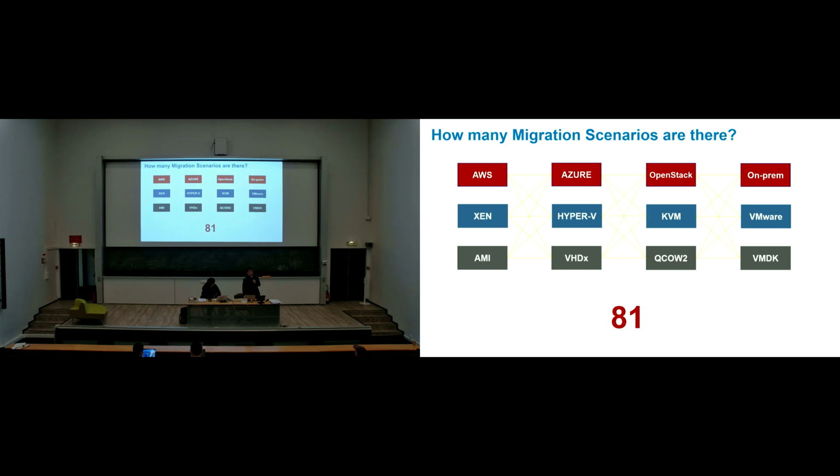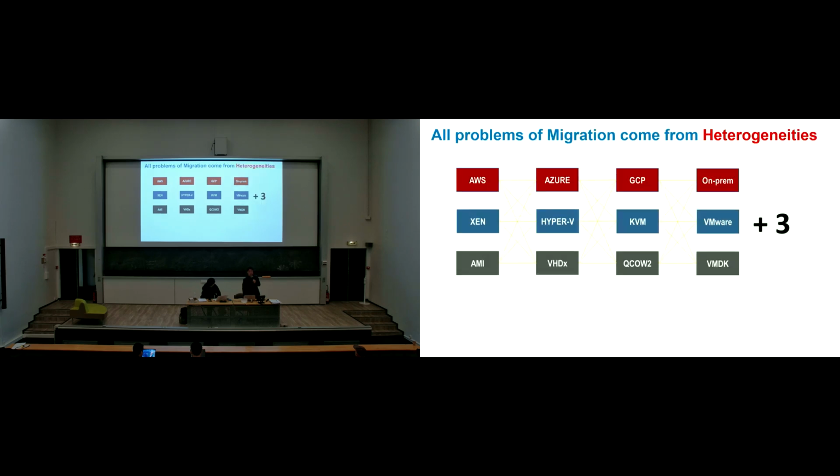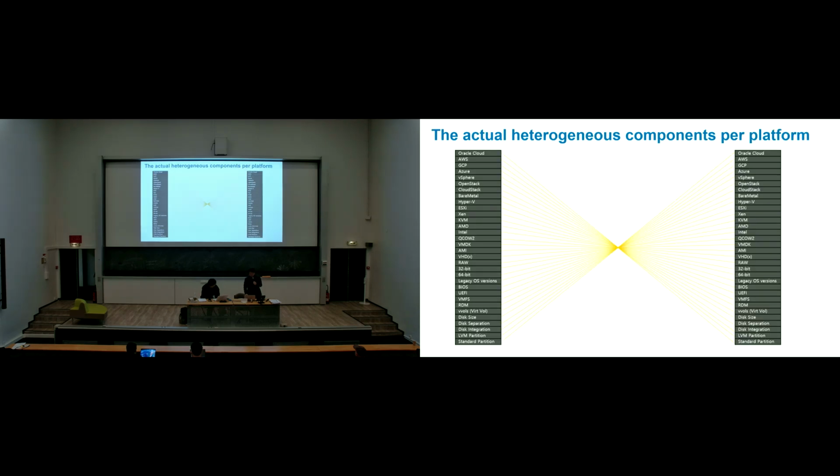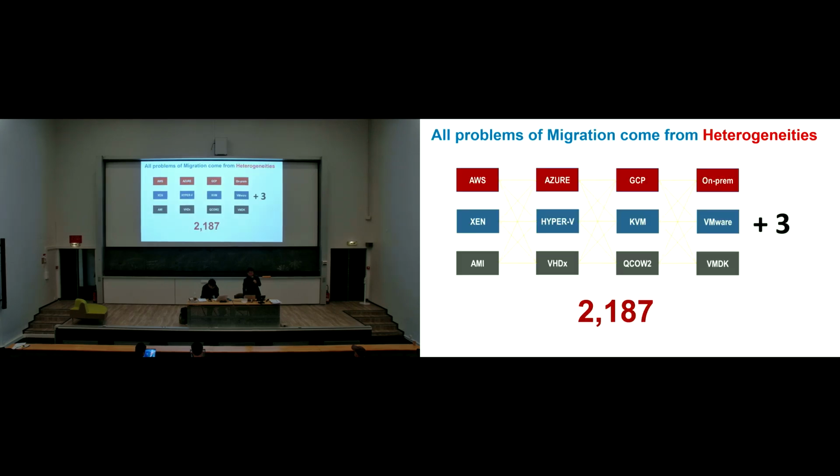81 cases, right? Let me add 3 more. How many? Raise your hand. I'm a genius: 2187, right? Yeah, 3 different components, right? The actual number of components contributing to heterogeneity issues is over 30 per platform. My answer was wrong: 20,187. 1, 2, 3, 4, 5, 6, 7, okay?